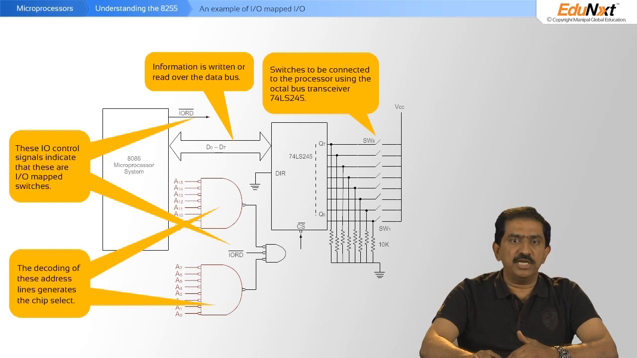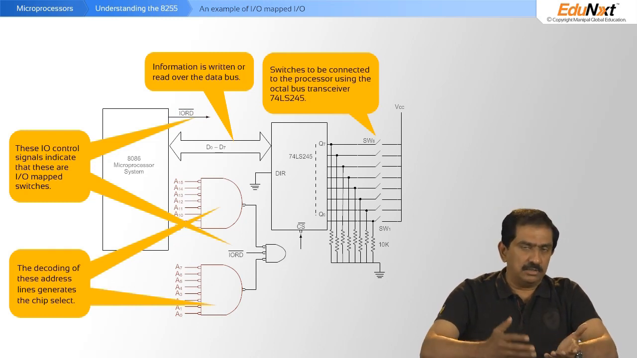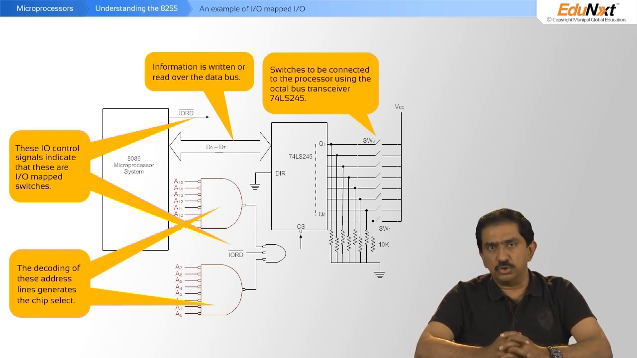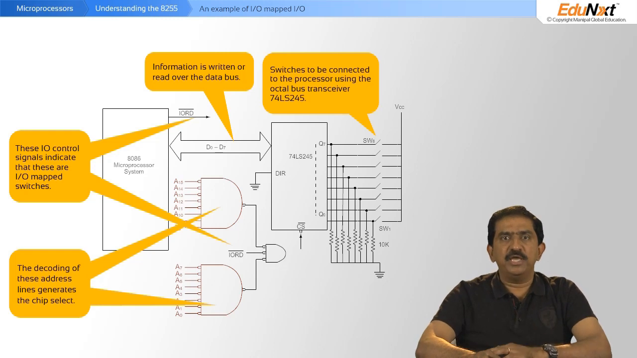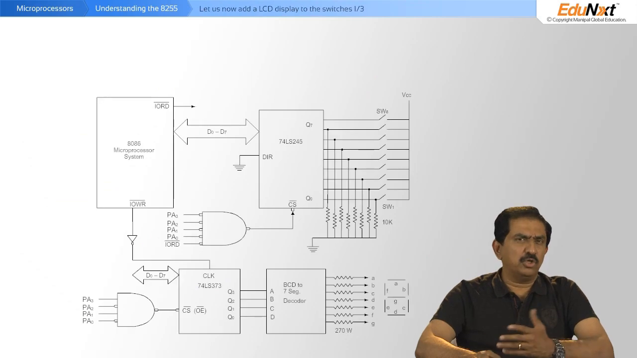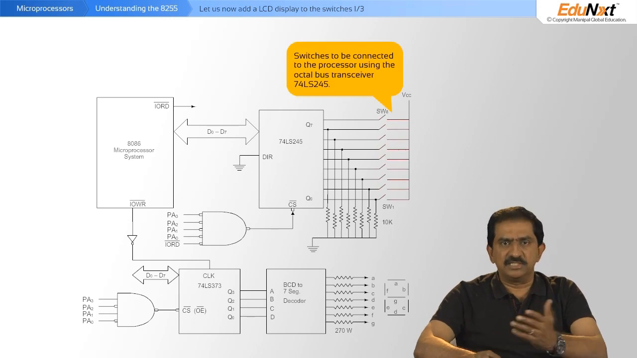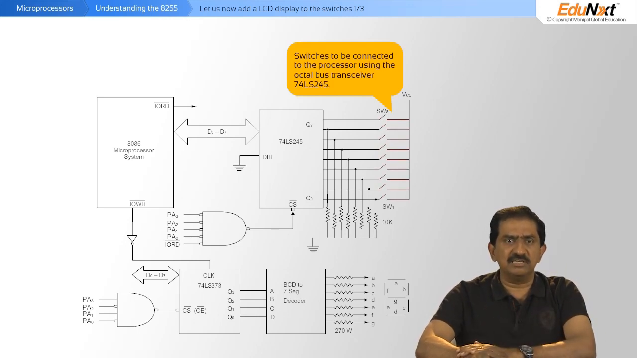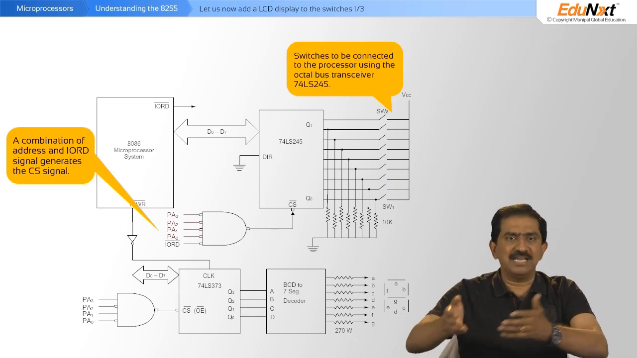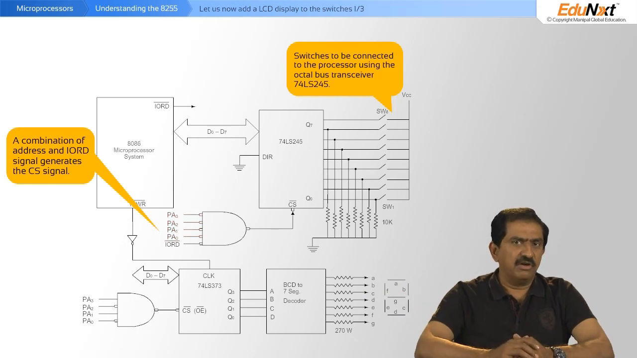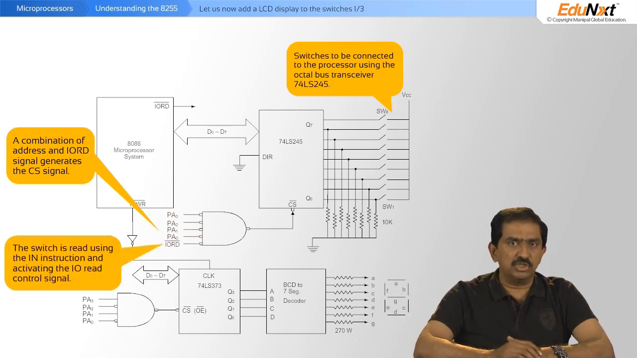And when you're activating IO read, you also need to decode a set of address lines that constitute the chip select, basically to generate a chip select. This is the way you would map an IO device to your processor. If you now wanted to add an LCD display to this, for example, what did we say? We said there are a set of switches, which is connected through the octal bus transceiver, and a combination of address lines and IO read lines tells the processor whenever the information is to be read from the switches, and that information is available on the data bus.